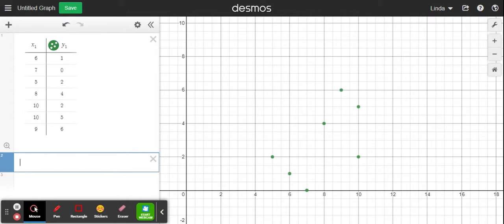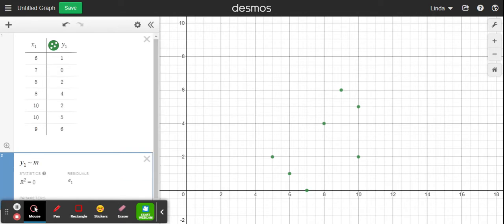So in order to do that, you have to tell it what you want. So I want Y, and if I just hit the letter Y and then do sub and then hit the number 1, it'll automatically go to sub. Then you're going to do this little tilde, which is underneath the 1 or right next to the 1, right? So that's approximately, because it's not going to be an exact fit. We want a line of best fit that's approximately that. We want to know what the slope is.